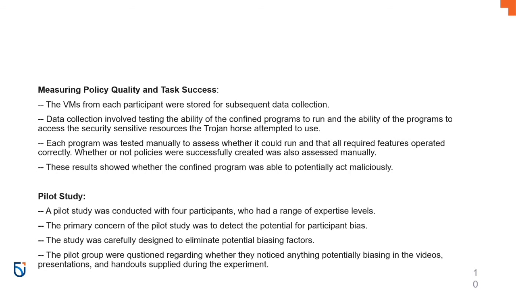Measuring policy quality and task success. This method is used to measure the quality of the policies created by the participants and the success rate of the task. The virtual machines from each participant were stored for subsequent data collection. The data collection involved testing the ability of the confined programs to run and the ability of the programs to correctly access the security sensitive resources the Trojan horse attempted to use. It also assessed whether the policies created were successful or not. The results showed whether the confined program was able to potentially act maliciously or not. We will discuss this a little further.